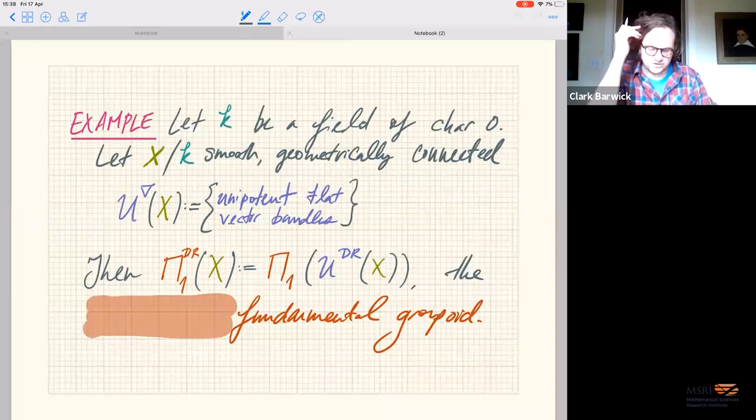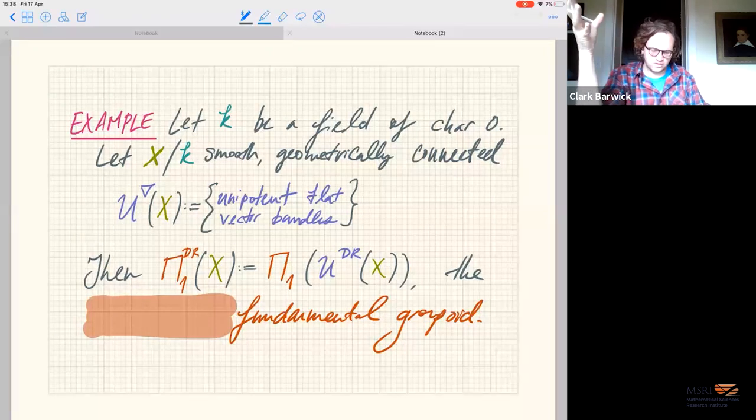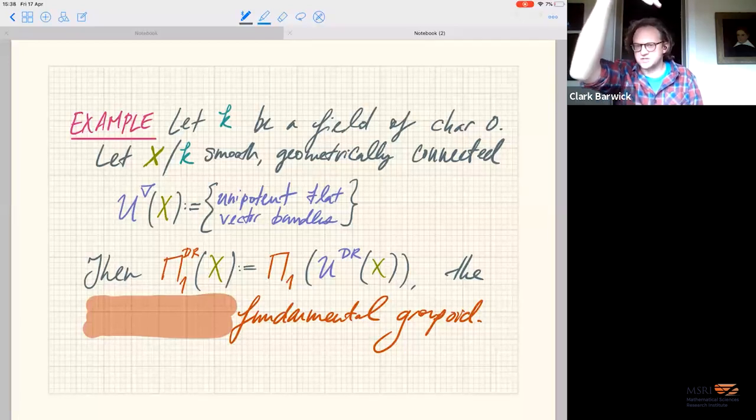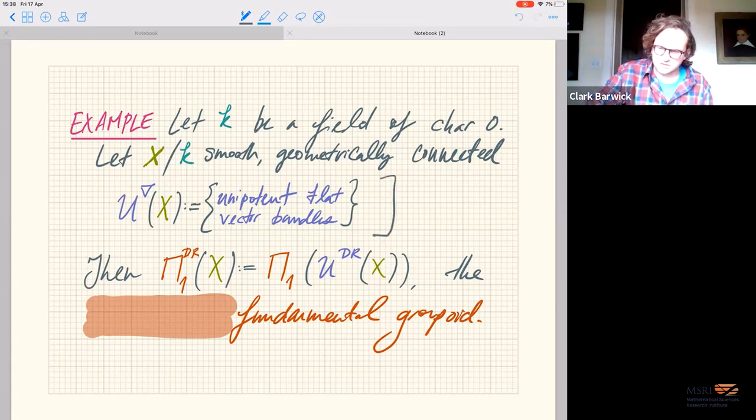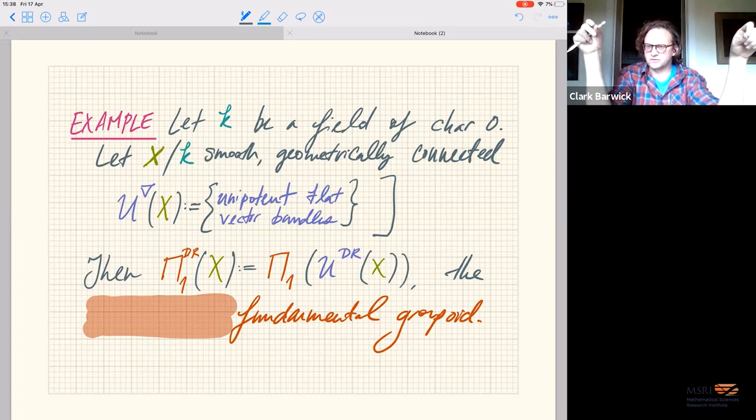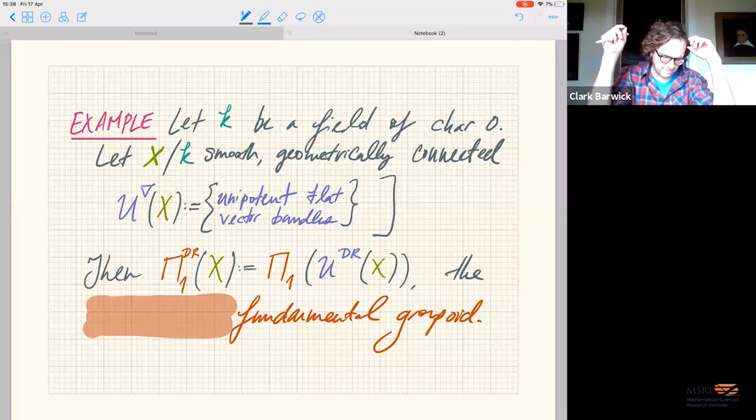So let's work over a field of characteristic zero, and with a scheme that's smooth, actually a variety, if you like, that's smooth and geometrically connected. So if you base change it up to the algebraic closure of K, it's going to be a connected scheme. And I'm going to look at the unipotent flat vector bundles. These are the vector bundles with a flat connection, and I'm only going to look at the unipotent ones, so just the successive extensions of the trivial vector bundle, again and again. And that's the category that I'm going to work with. You'll realize I'm carving out quite a small category, a very tiny category of vector bundles.